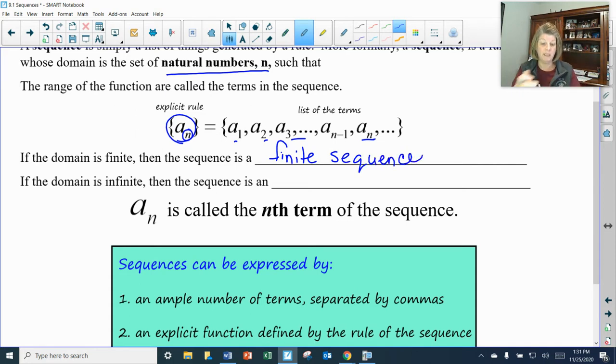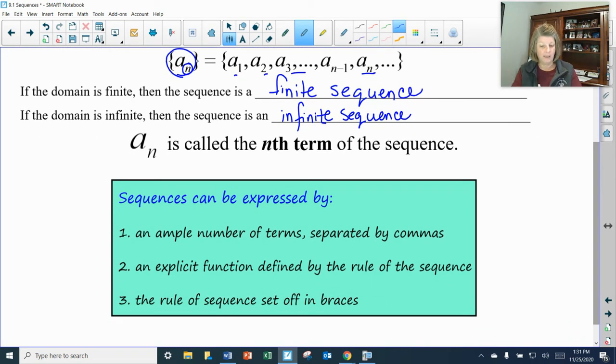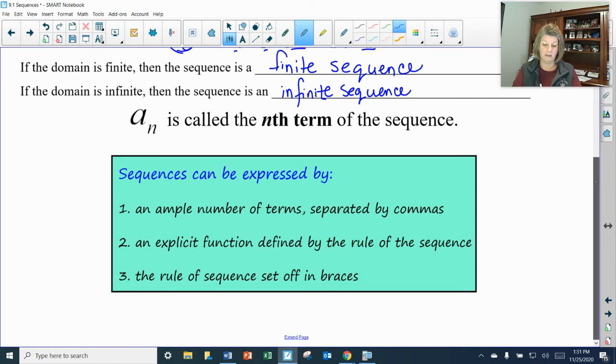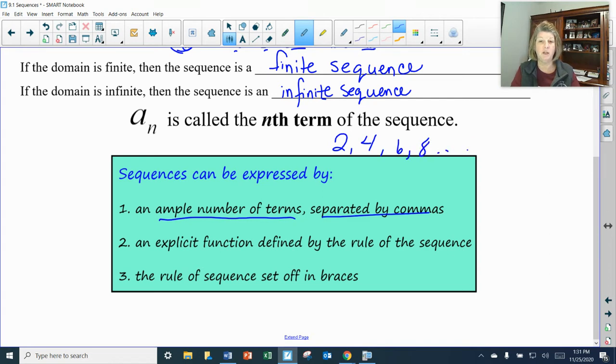If the domain is infinite, then the sequence is called an infinite sequence, meaning it doesn't end. a sub n is called the nth term of the sequence. Sequences can be expressed by listing out an ample number of terms so that a person could pick up what the pattern is. We separate those terms by commas. So if I had the sequence 2, 4, 6, 8, ... I think you'd be able to continue my sequence.